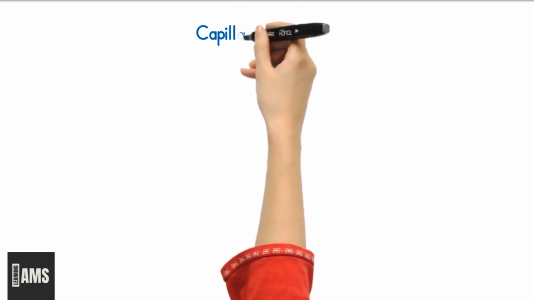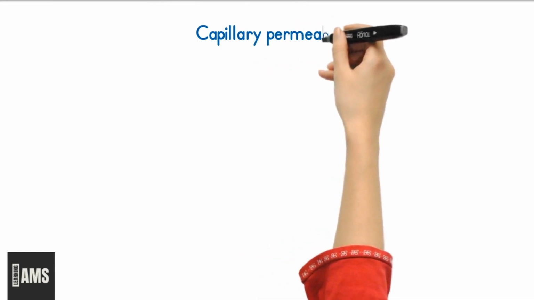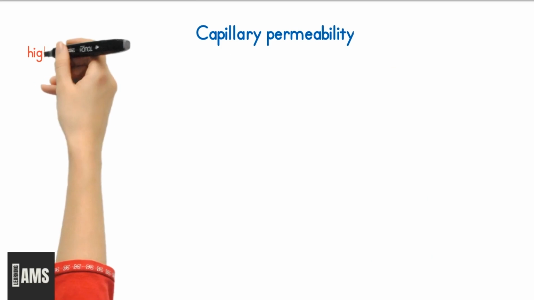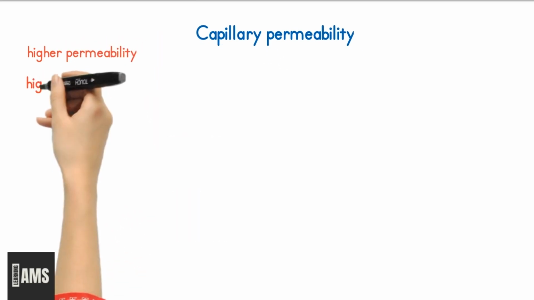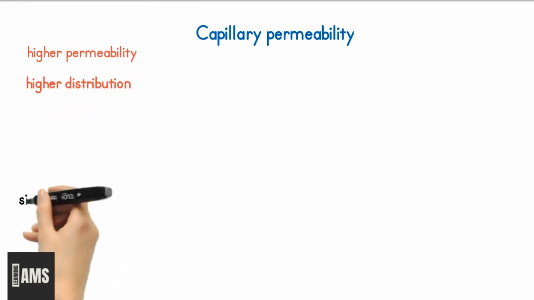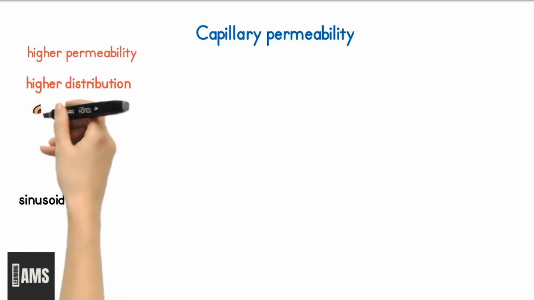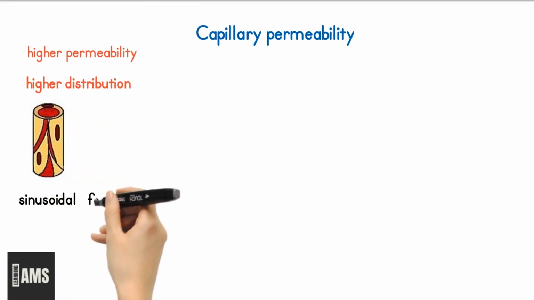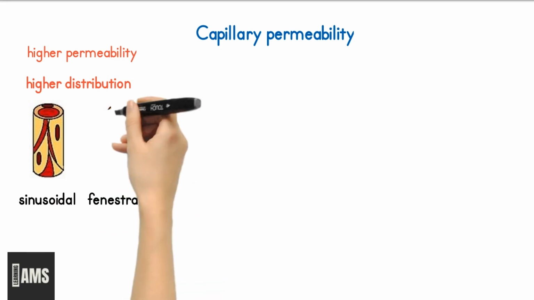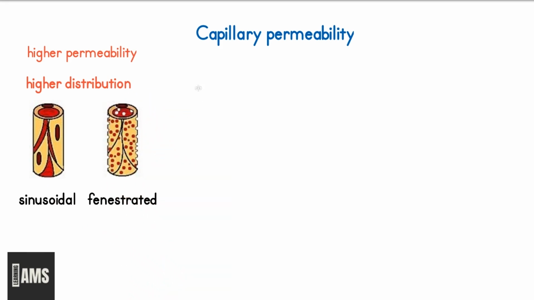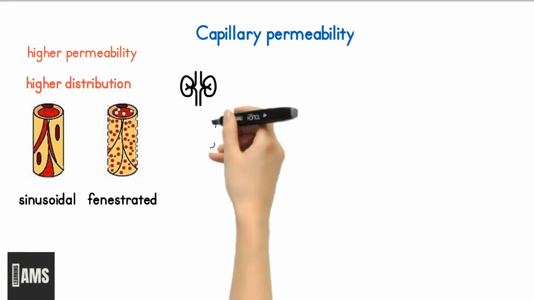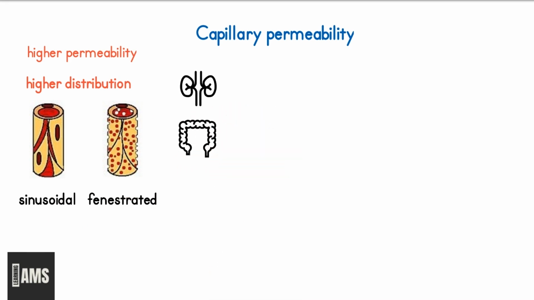The drug distribution is influenced by the capillary permeability. The more increasing the permeability, the more the drug is distributed. The sinusoidal capillary and fenestrated capillary have open pores and enhance permeability. It allows better distribution of the drug to the tissue. Kidney, intestine, liver and spleen are composed of those capillaries.